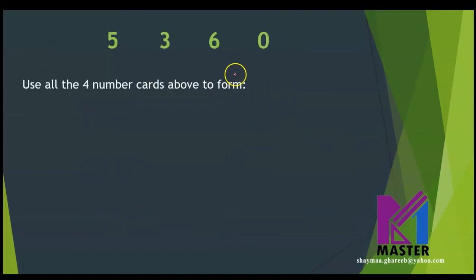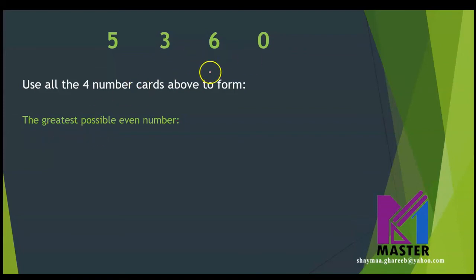Look at these digits. We have 4 number cards. Use all the 4 number cards to form the greatest possible even number. So it's an even number, so it must end with 6 or 0. We said any even number ends with 0, 2, 4, 6, or 8. So I want to form the greatest.